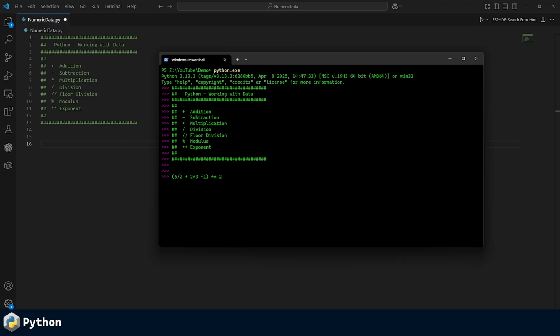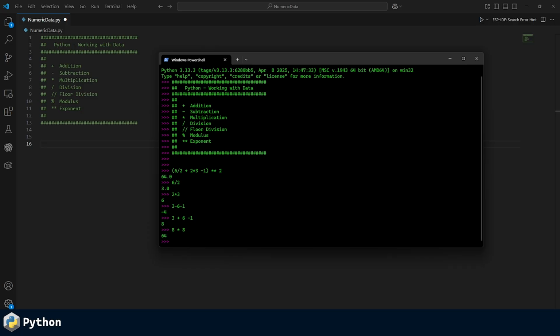the power of 2 is going to yield 64, because you have 6 divided by 2, which is 3, and you have 2 times 3, which is 6. So then you would go 3 minus 6 minus 1. Sorry, that is 3 plus 6 minus 1. And that gives you 8. And then you do 8 times 8, which is 8 squared, and you end up with 64.